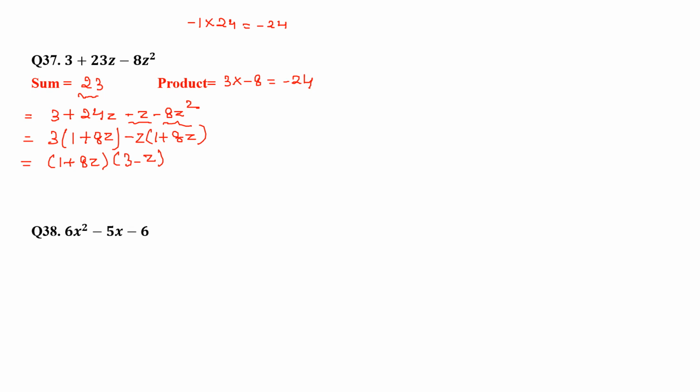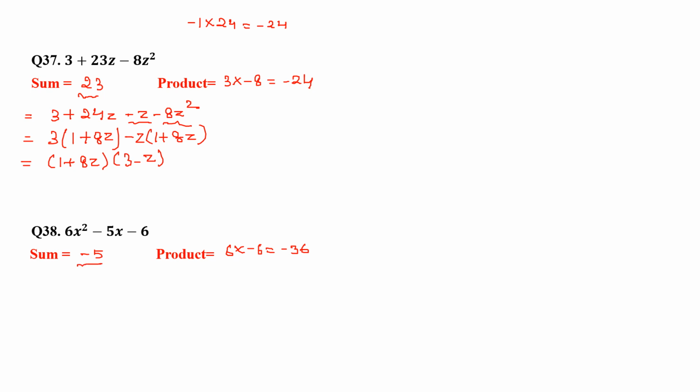Now moving to the next question. 6x square minus 5x minus 6. It means you have to find two numbers whose sum is minus 5 and the product will be 6 into minus 6, which will give you minus 36. Now here the sum is negative and the product is also negative. So the product being negative means one of the numbers will be negative. Now which number will be negative?